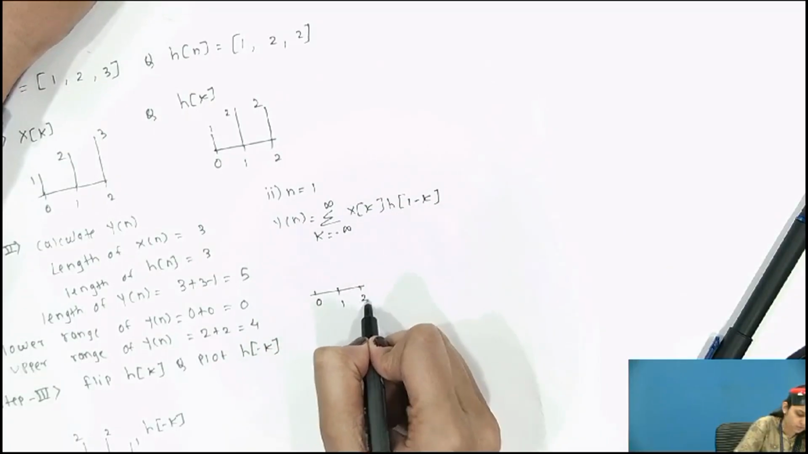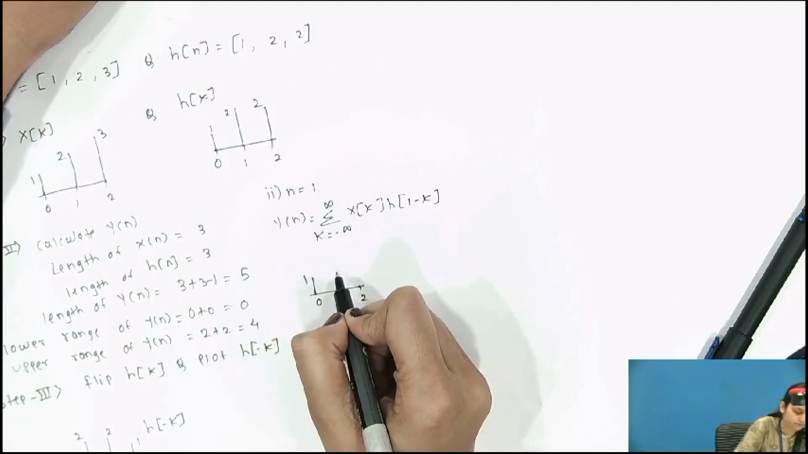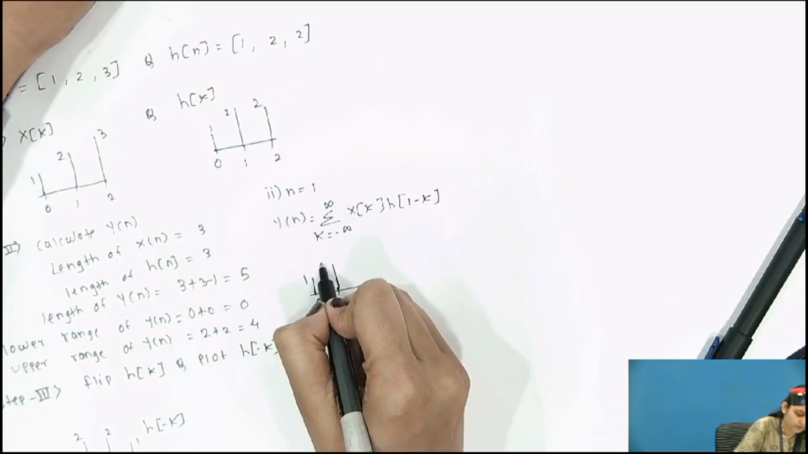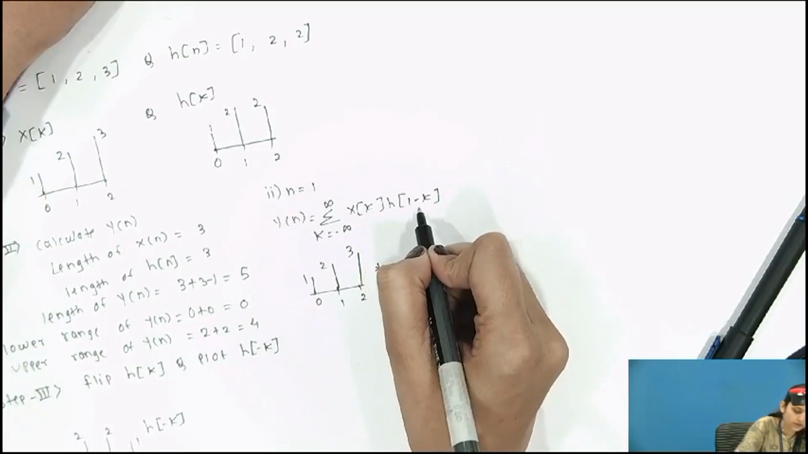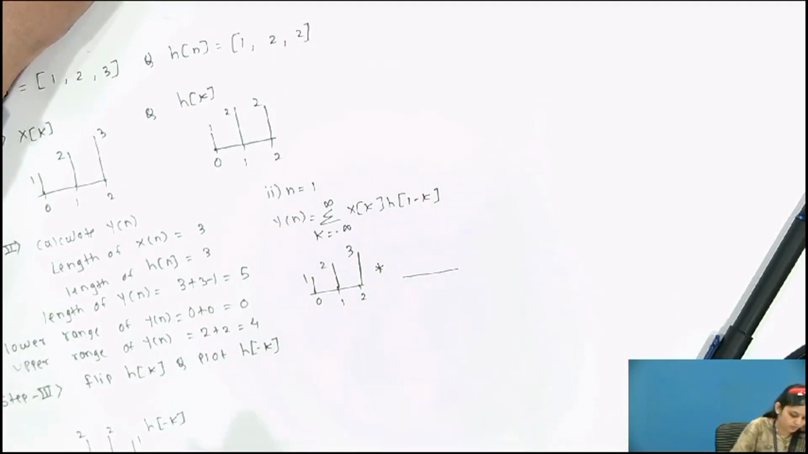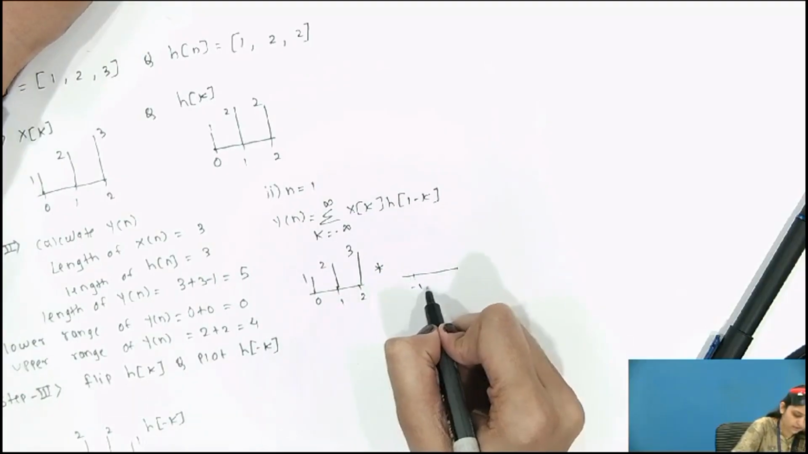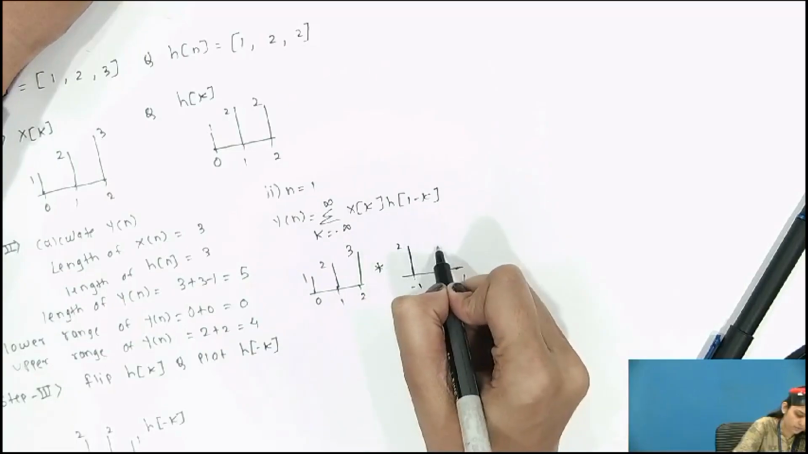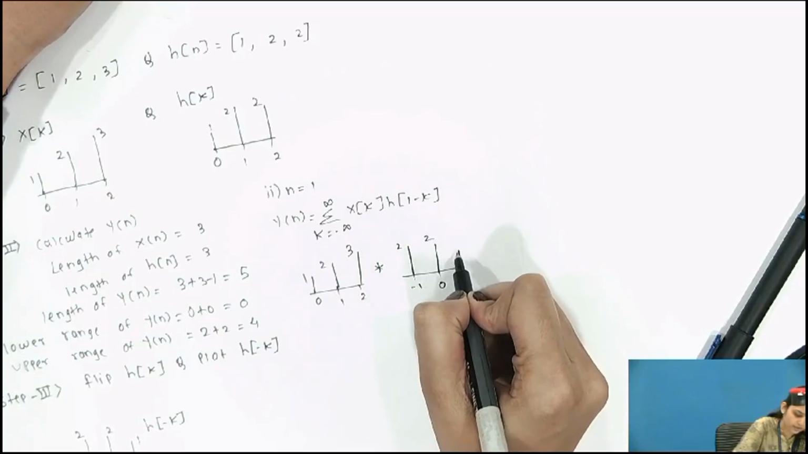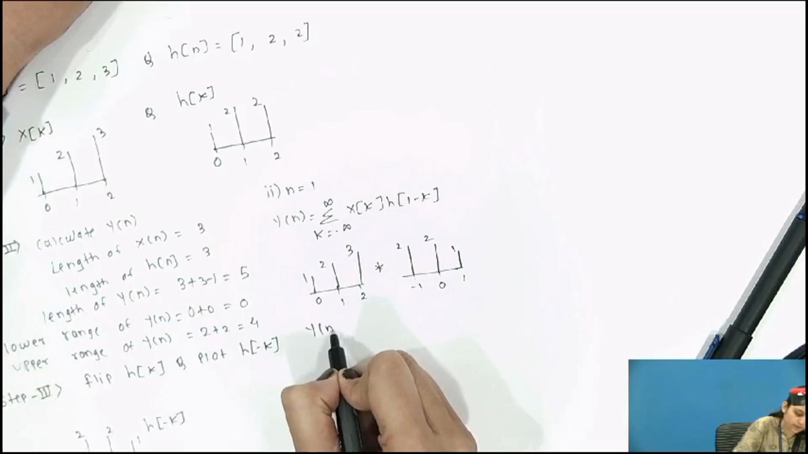Now see what happens. Our x of k is again as it is: 0, 1, 2. At 0 the amplitude is 1, at 1 the amplitude is 2, at 2 the amplitude is 3. It is multiplied with h of 1 minus k. So this is h of minus k, and when we add 1, our signal is shifted toward the right-hand side, and we can start our signal from minus 1, 0 to 1, and the amplitude remains the same: 2, 2, and here it is 1.